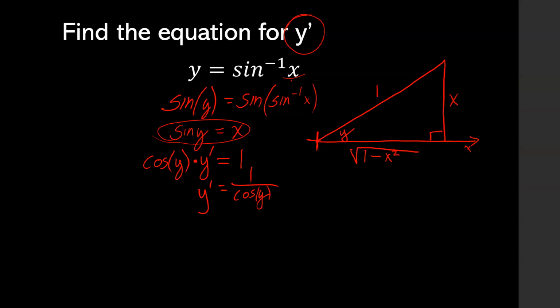And so what would cosine of y be? Cosine of y would be this. If you were paying attention, that was less than 5 or 6 minutes because I paused the video to talk to a student. Cosine of y is this adjacent side, square root of 1 minus x squared, divided by the hypotenuse 1. We're going to ignore dividing by 1. We can just replace cosine of y with the square root of 1 minus x squared. So the derivative of inverse sine of x is 1 over the square root of 1 minus x squared.